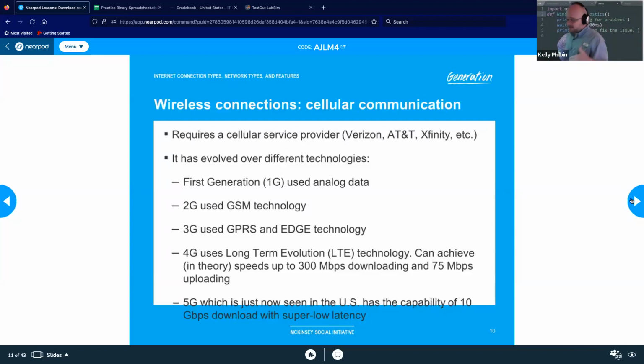And then now we're finally evolving into 5G technology, which in theory has the capability of 10 gigabits per second download with extremely low latency. The possibilities of this technology are staggering.